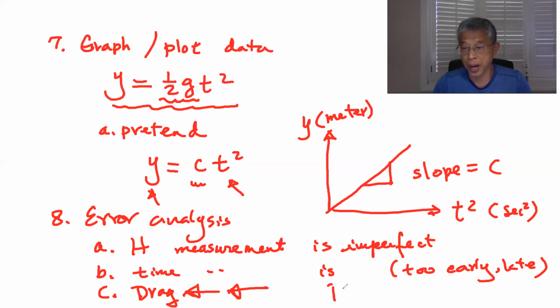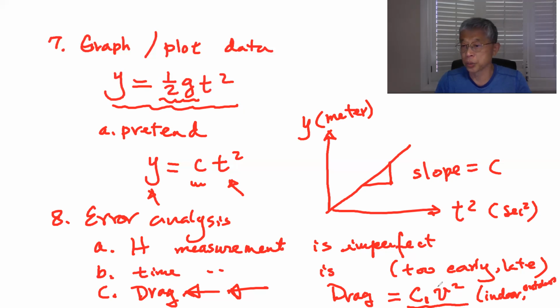So usually drag looks like a C1 and then velocity squared, for example. It depends on what kind of drag model you have. If you are indoor versus outdoor, obviously it may be a little different. So indoor and outdoor could be different. Okay, so what does it look like? You got to do a little research. This is where the drag is important.